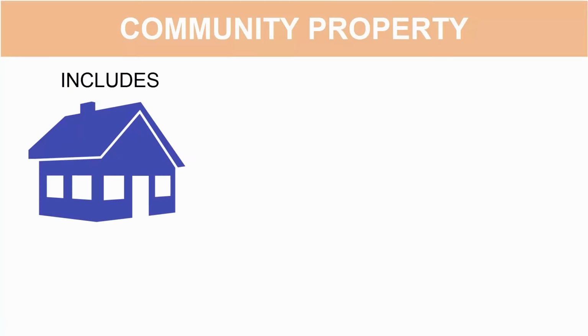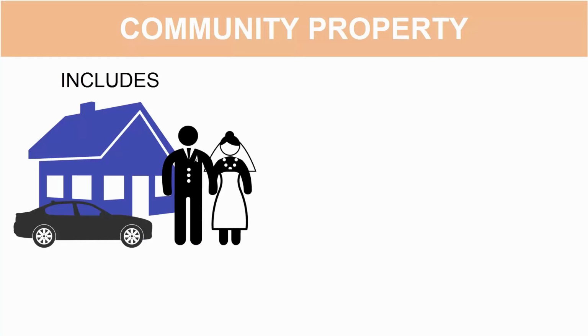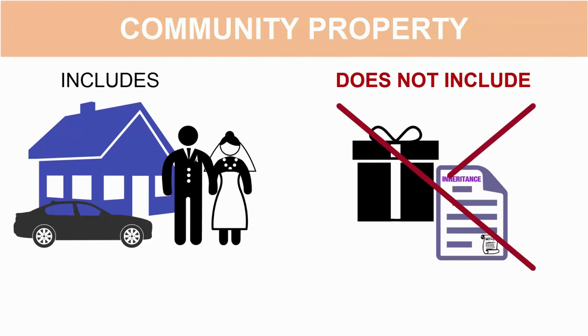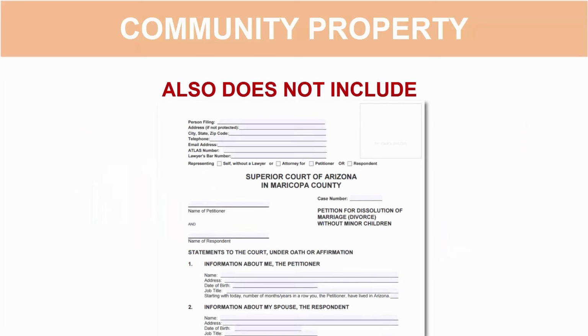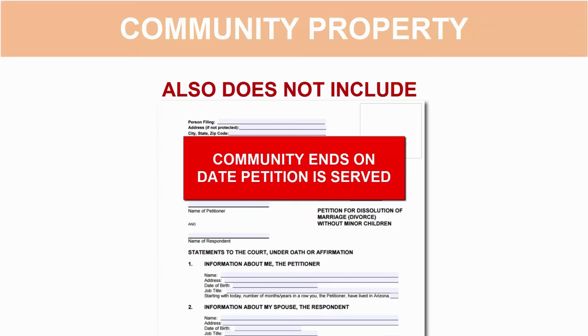Community property is property that the parties acquired during their marriage. Community property does not include property that you acquired by gift or inheritance, even if you got that gift or inheritance while you were married. Also, any property you acquired after the petition for dissolution was served is not considered community property. Under Arizona law, the community ends on the date the petition for dissolution is served.